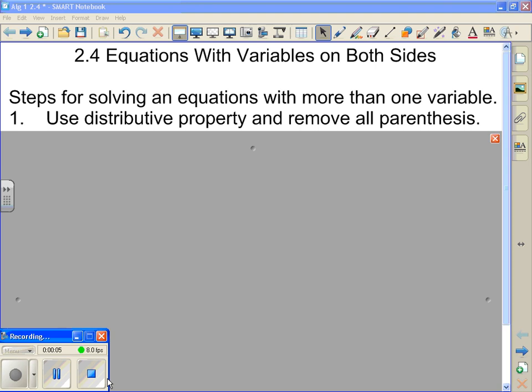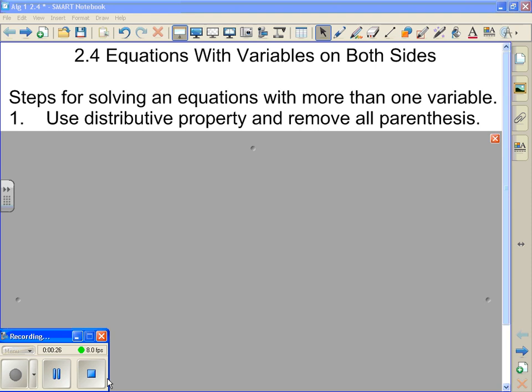Good morning. Today we're going to look at solving equations with variables on both sides. I'm going to give you 6 steps or guidelines for solving equations with variables on both sides. Please write down these 6 steps.